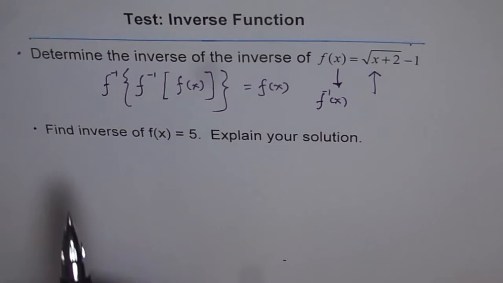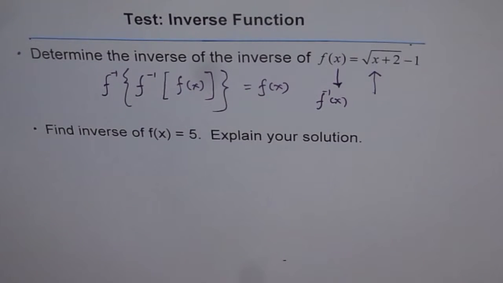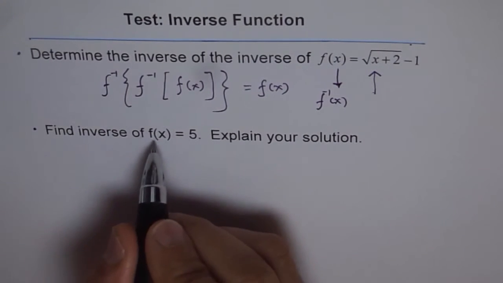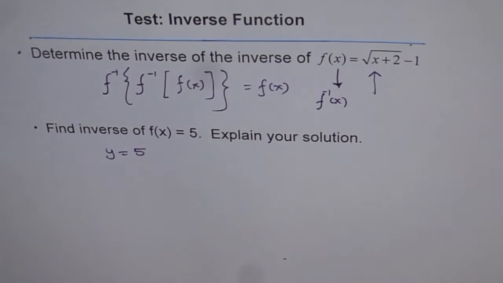Second question is find inverse of f of x equals 5. Explain your solution. Now the very first step in finding inverse is you write the equation as y equals something and then you interchange x and y. Now here there is no x, and therefore students sometimes get very confused. Now let's look into it. So we have f of x equals 5, so we'll do y equals 5. And now we need to find inverse of this. So there is no x here, so what should we do?